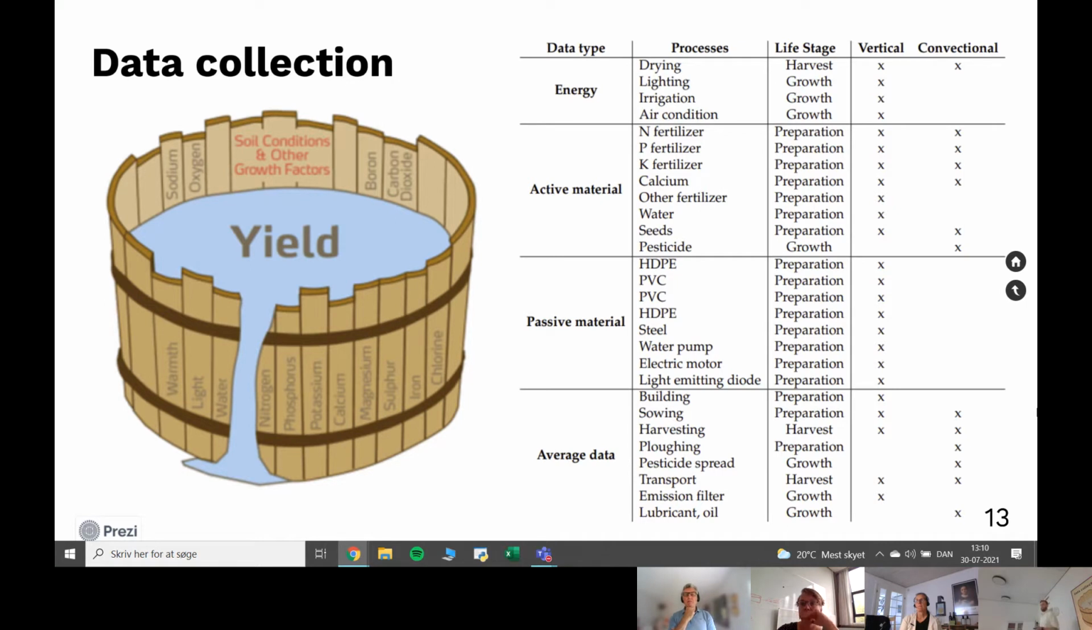So I've divided it into data types. I have the energy, which is all the electricity consumption. I have the active material, which is the material being consumed by the process or transformed by it. Then I have the passive material, which is being reused for each harvest. And then I have average data. It is divided into life stages, as I presented before, and also which system belongs to which process.